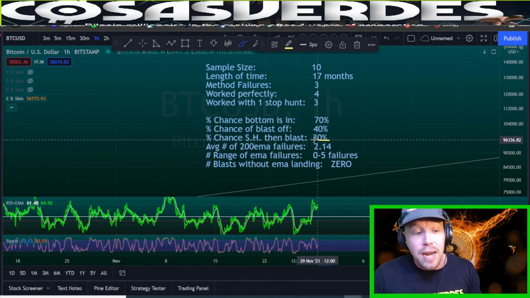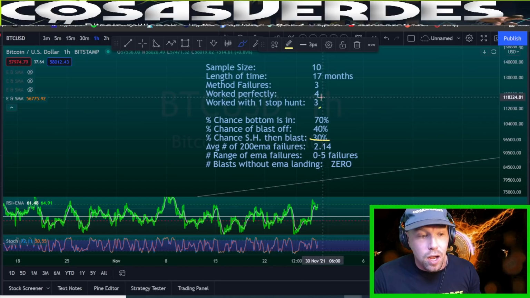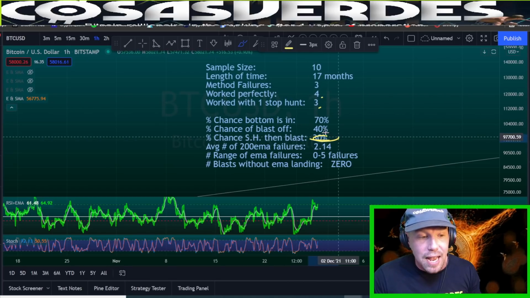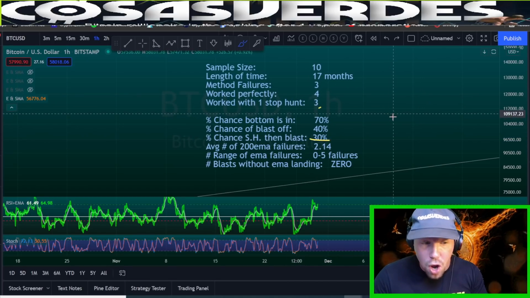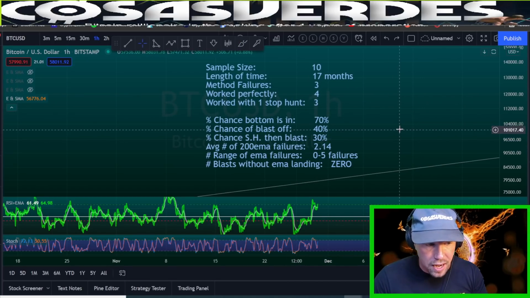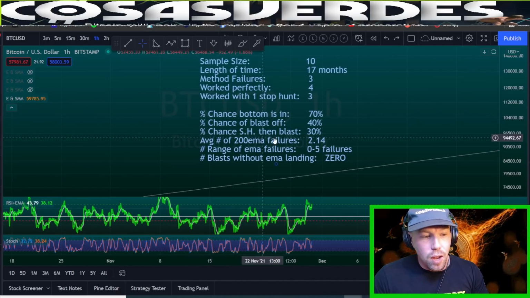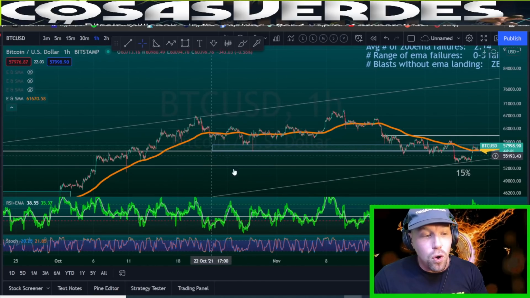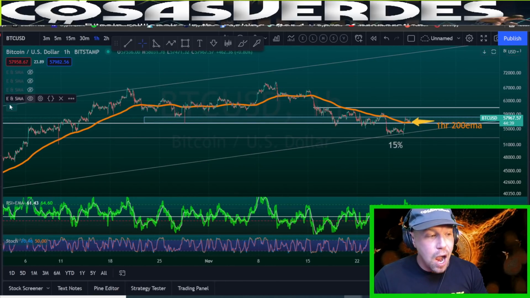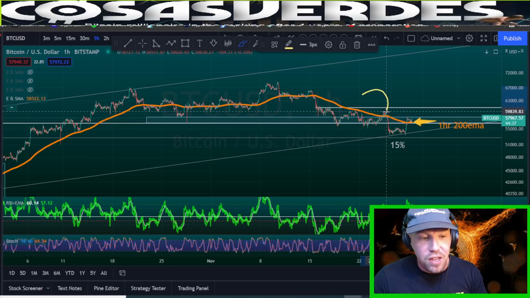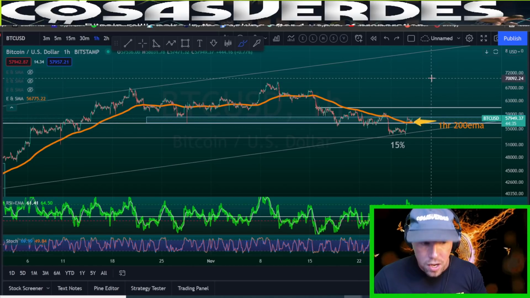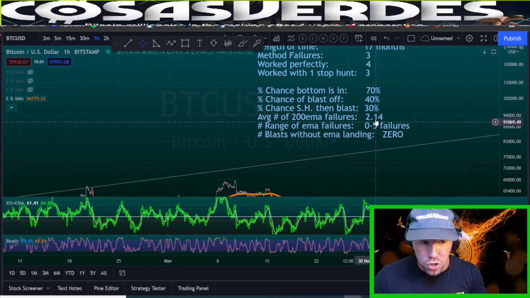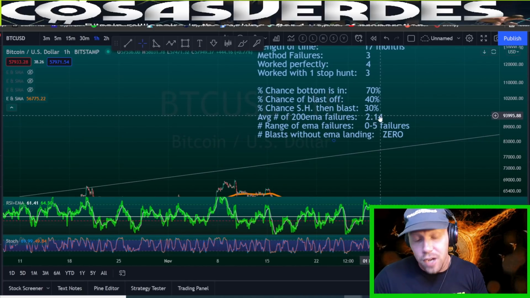So now these 3 here, you actually got a blast 30% of the time right after it. So no waiting, you entered and bam, blast. Okay. And this number right here is the average number of EMA failures. So before price took off, how many times did price come above the orange line and then go back down? The average number of times was 2.14. A couple times it was 5, a couple times it was 0.